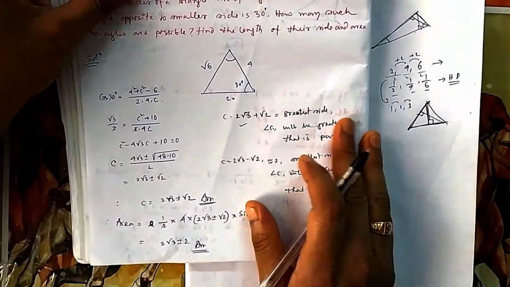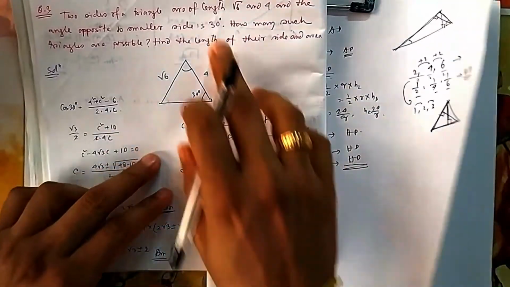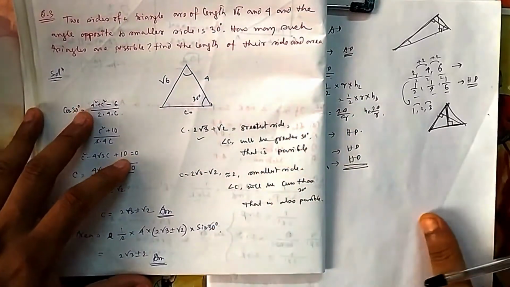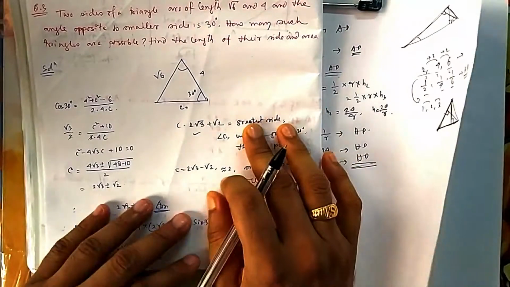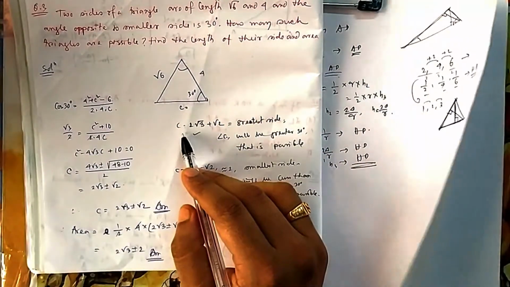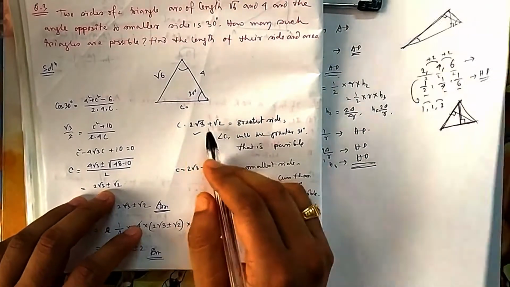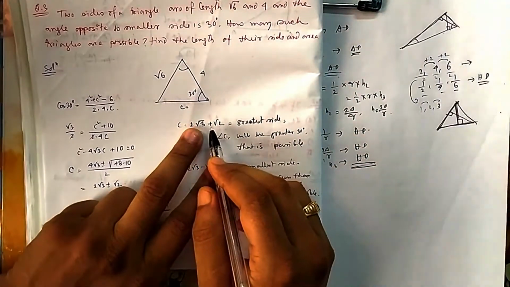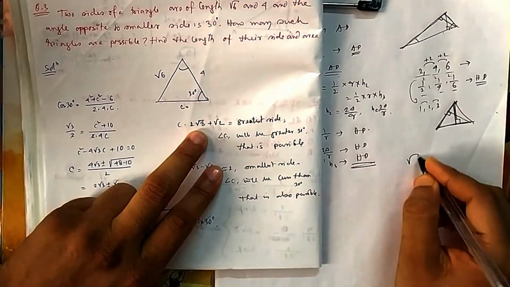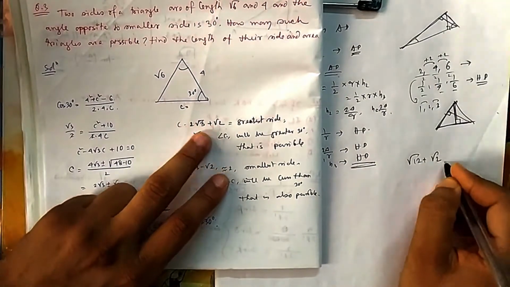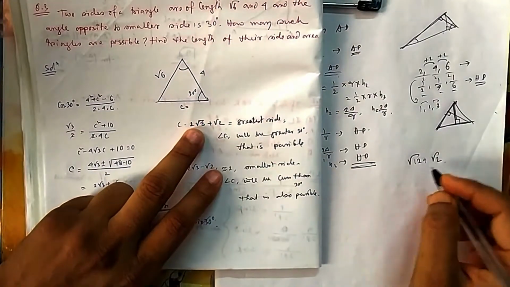Now let us think with respect to the smallest angle and largest angle, whether the angle is also possible or not. So let us think in that way. Suppose C is 2 root 3 plus root 2. If I go for plus, then which one will be the largest? This one will be the greatest side. Why? Because 2 root 3 is root 12, plus root 2.